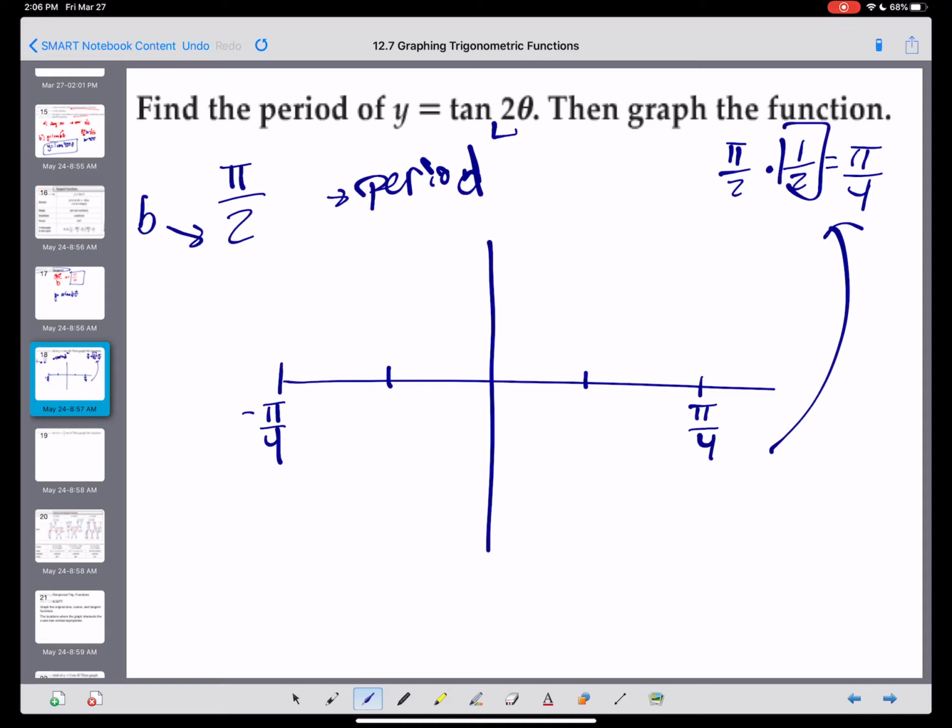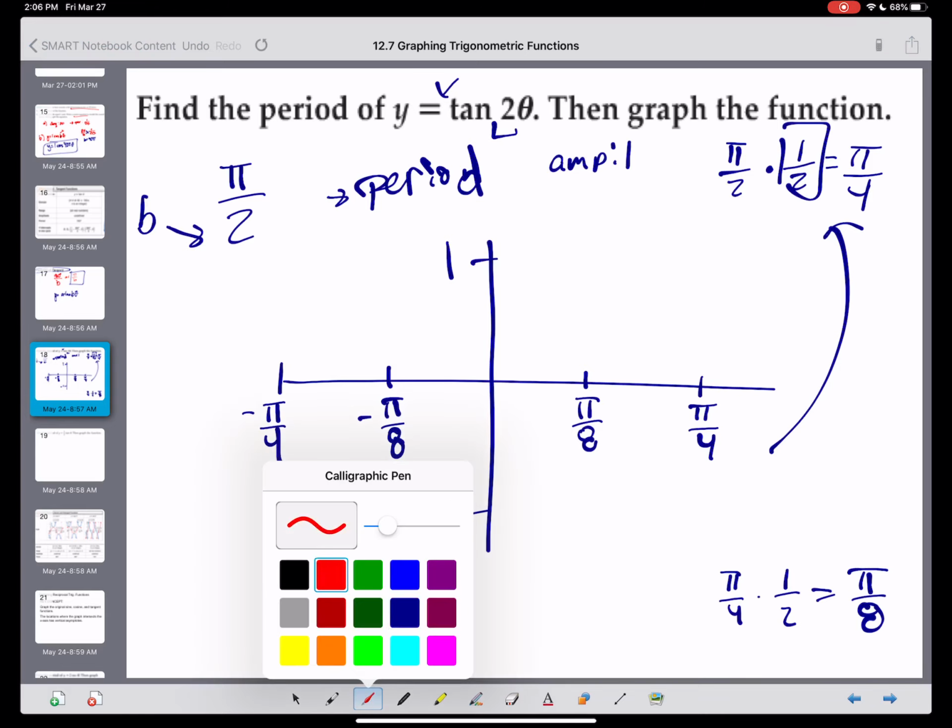Now to find the inner point, we're going to take pi over 4 and multiply by 1/2 again. So this inner point is pi over 8. I'm taking that point and just dividing by 2. This is negative pi over 8. My amplitude is 1 because there's no number in front. So 1 here, negative 1 here.